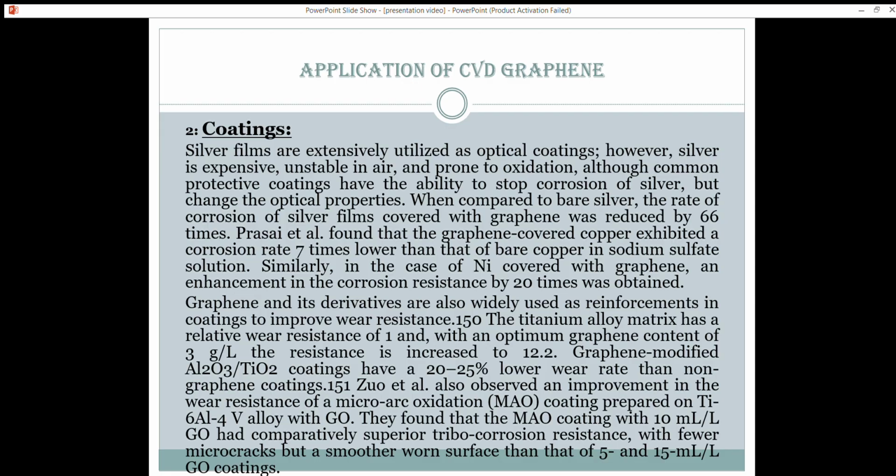Zhou also observed an improvement in the wear resistance of micro-arc oxidation (MAO) coating prepared on Ti-6Al-4V alloy with graphene oxide. They found that the MAO coating with 10 graphene oxide had comparatively superior tribocorrosion resistance, with fewer micro cracks and a smoother worn surface than that of the 5 and 15 graphene oxide coatings.